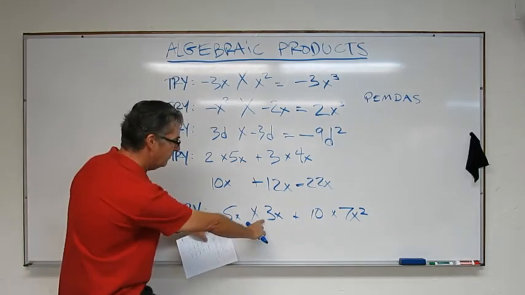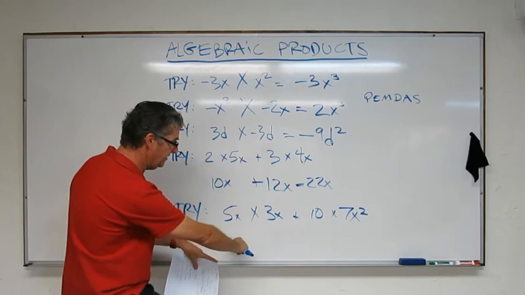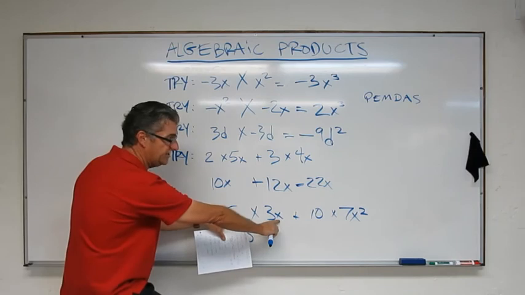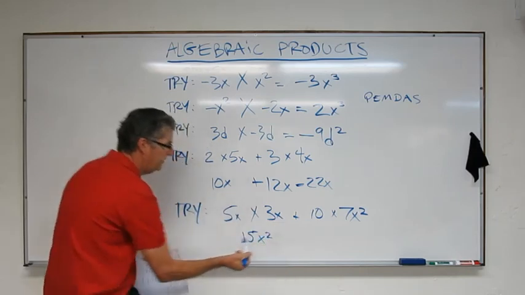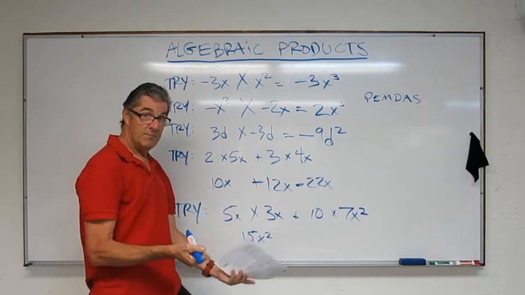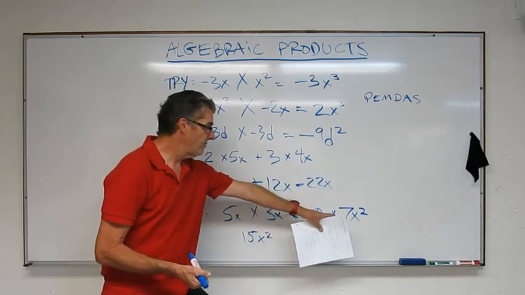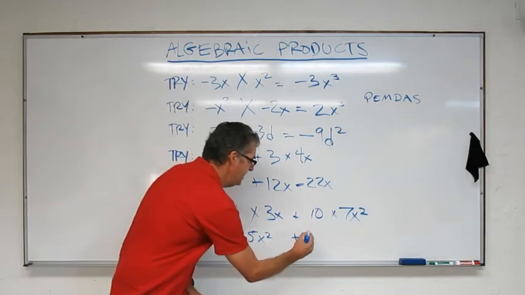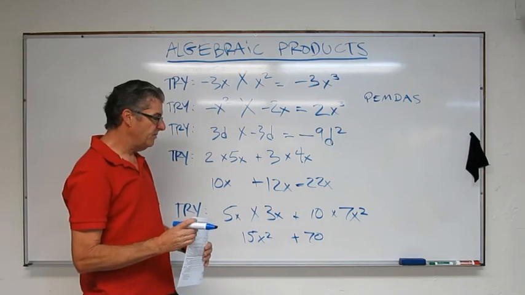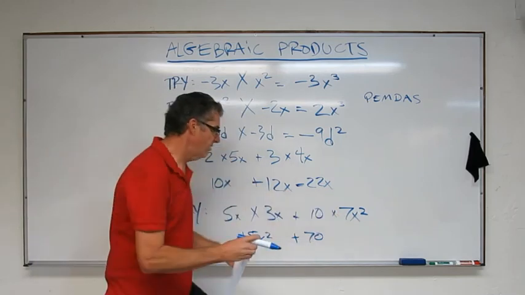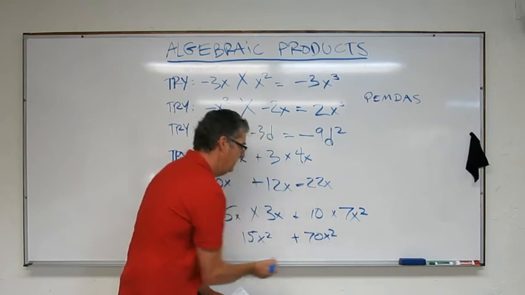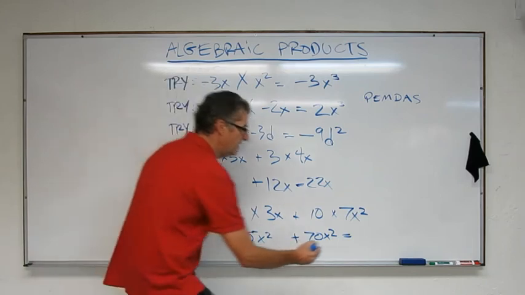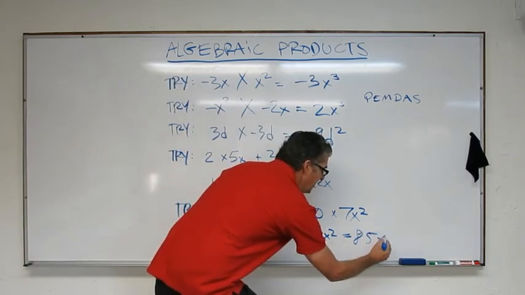First one, product of the signs, positive, don't need to write anything. Product of the numbers, 3 times 5 is 15. Product of the variables, x times x is x squared. Second set of terms. Product of the signs, it's positive. They're both positive. Don't need to write anything down. Product of the numbers, 10 times 7 is 70. Product of the variables, no x there, but we have an x squared there, so that comes down. Now again, I can combine my like terms. 15x squared plus 70x squared, we get 85x squared.